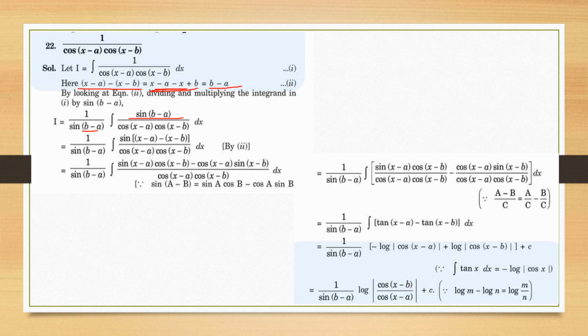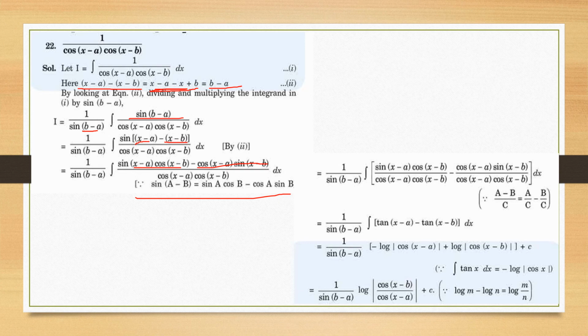So it can be written as sine of (x minus c) minus (x minus b). Now it becomes sine (a minus b). I use the formula for sine (a minus b), that is sine a cos b minus cos a sine b, right? Now again break the numerator, means separate the terms as we did for the earlier questions, okay? So it becomes sine(x minus a) cos(x minus b) upon cos(x minus a) cos(x minus b) minus cos(x minus c) sine(x minus b) upon cos(x minus a) cos(x minus b), right?